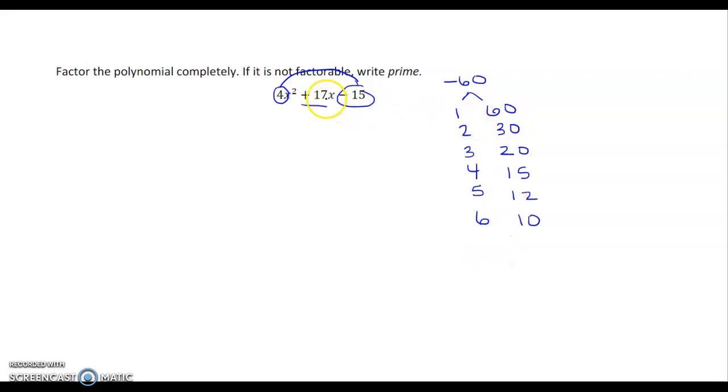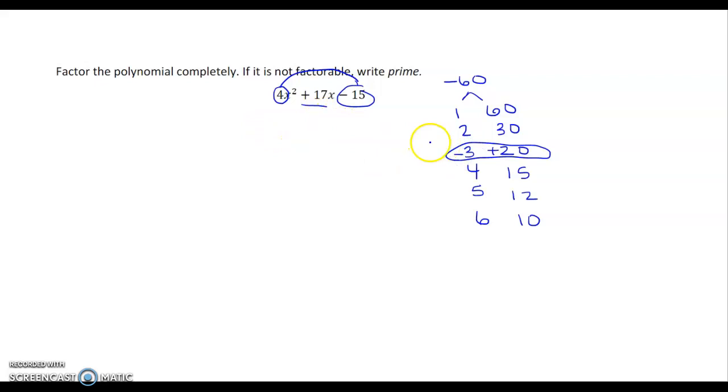Okay, so let's try 17. We know one has to be negative, one positive. So we can do negative 3 plus 20. And there we go. That gives us 17. Negative 3 plus 20. Notice when it has to come out positive, the bigger number here has to be positive.